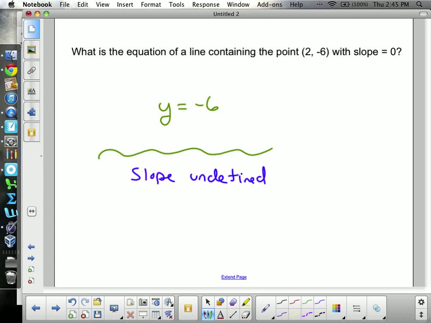Undefined means I can't use my formulas, which means something's strange. Not wrong, but something strange. Almost all my equations are y equals. A strange one would be one that's x equals. Since something's strange, that undefined slope is kind of a hint. It's x equals, what's x going to equal? 2. The x coordinate of whatever point I've got there. Okay? And that's basically what's going to be on your quiz tomorrow.